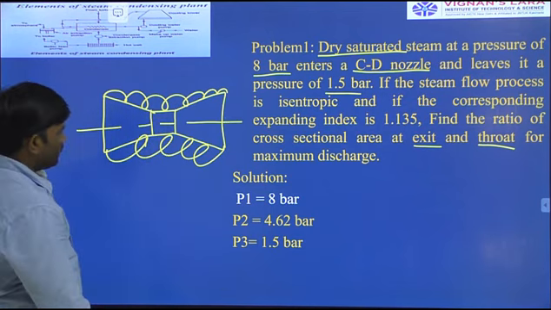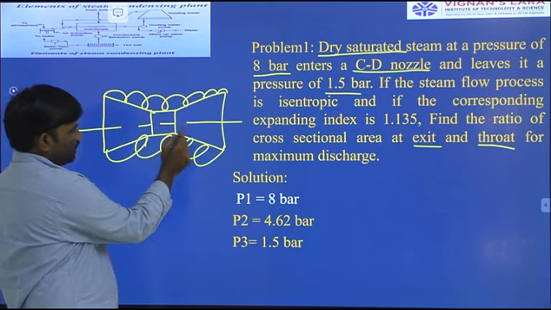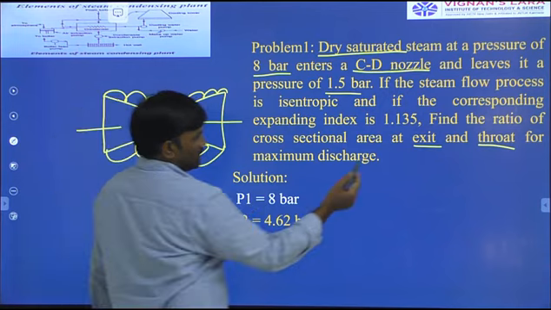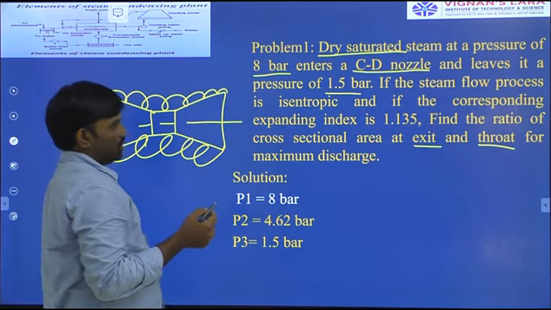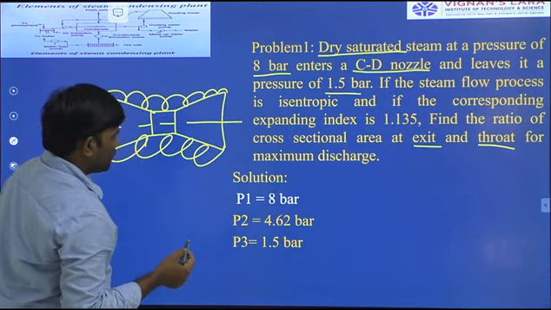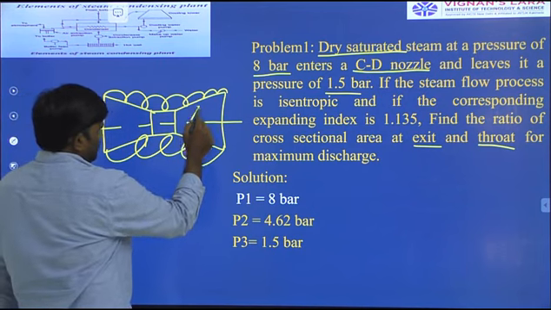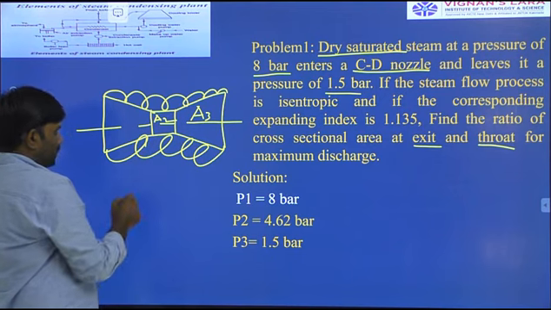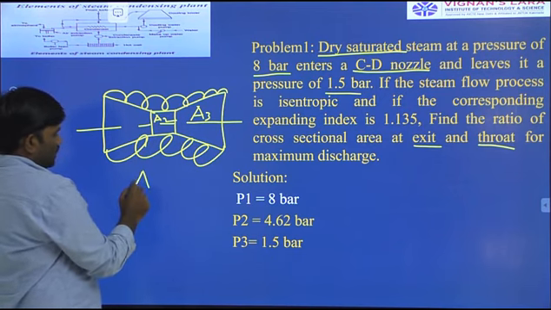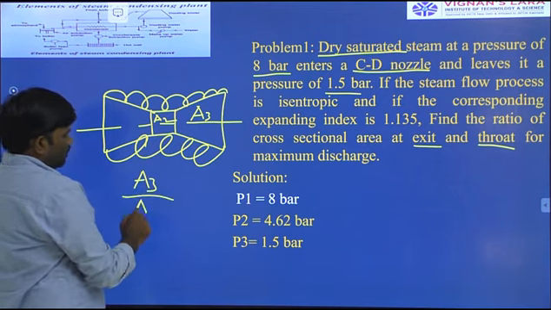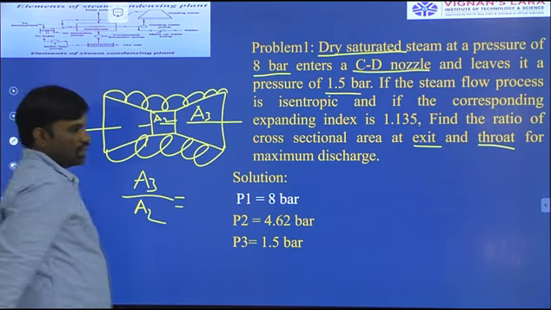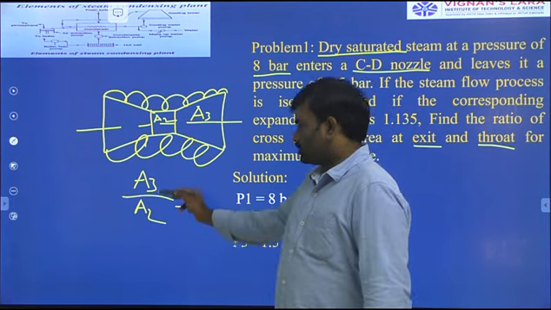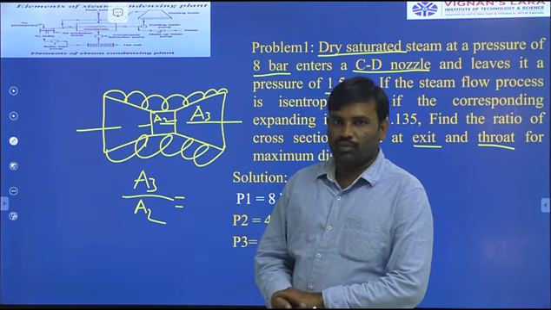We have to find the areas of the throat and the diverging section. First, we find the cross-sectional area at exit and throat for maximum discharge. The cross-sectional area at exit, this cross-section, I will consider as A3, and the throat as A2. We have to find the exit area divided by the throat area, that is A3 by A2, the ratio of cross-sectional areas in this problem.